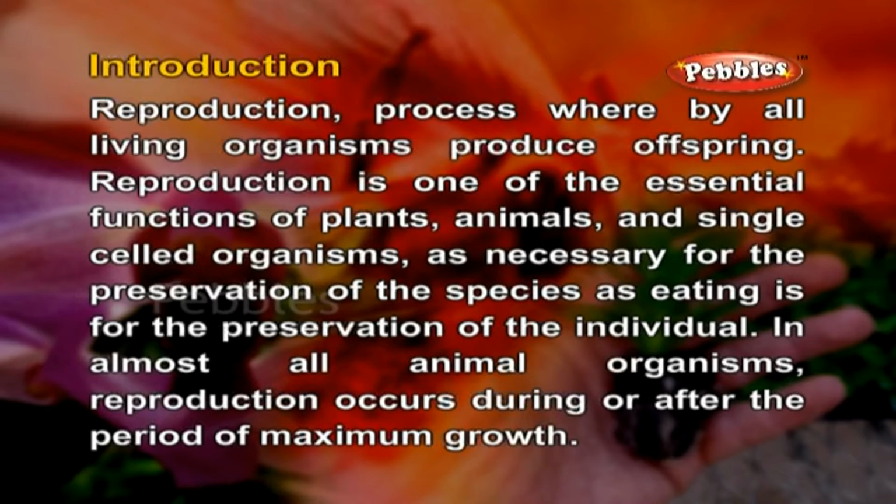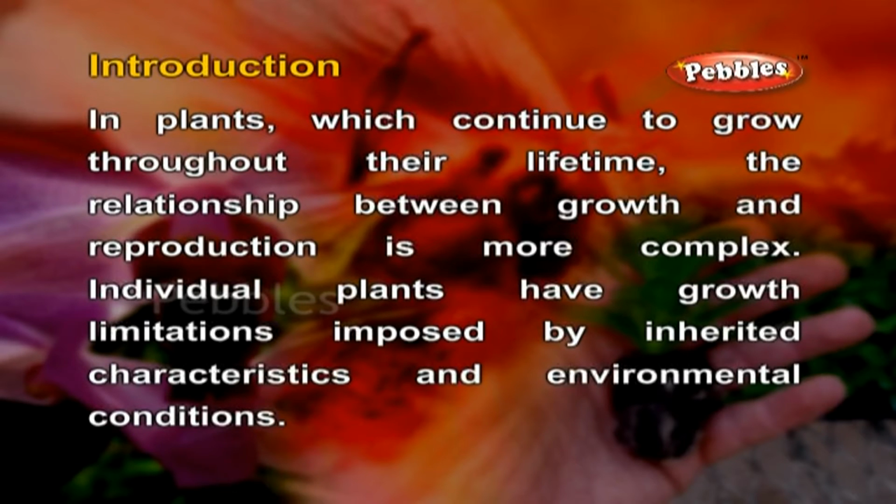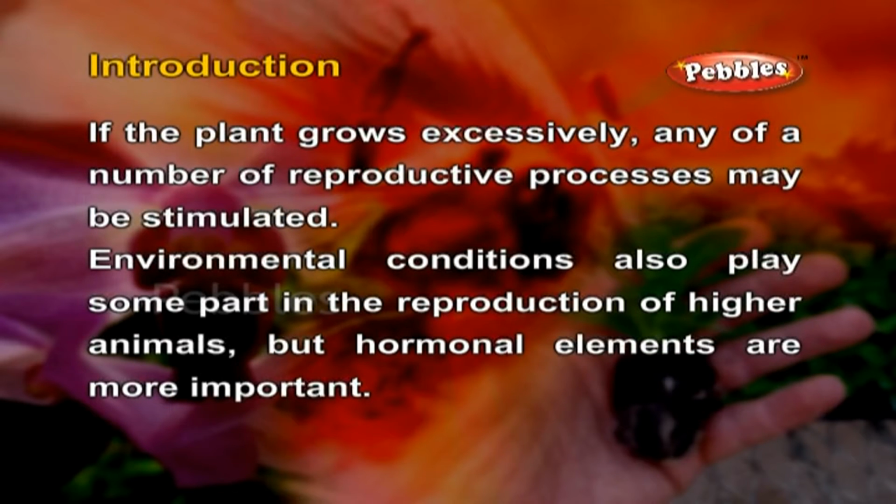In almost all animal organisms, reproduction occurs during or after the period of maximum growth. In plants which continue to grow throughout their lifetime, the relationship between growth and reproduction is more complex. Individual plants have growth limitations imposed by inherited characteristics and environmental conditions. If the plant grows excessively, any of a number of reproductive processes may be stimulated. Environmental conditions also play some part in the reproduction of higher animals, but hormonal elements are more important.